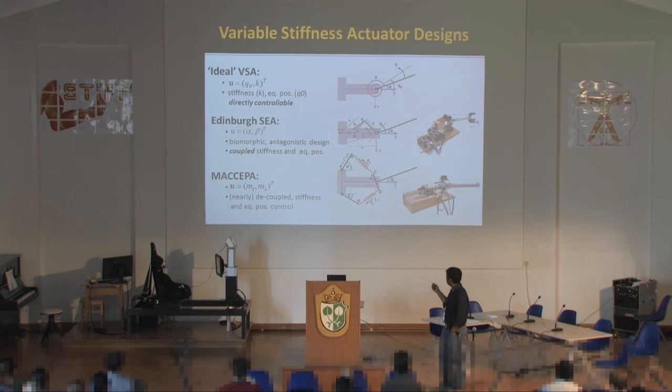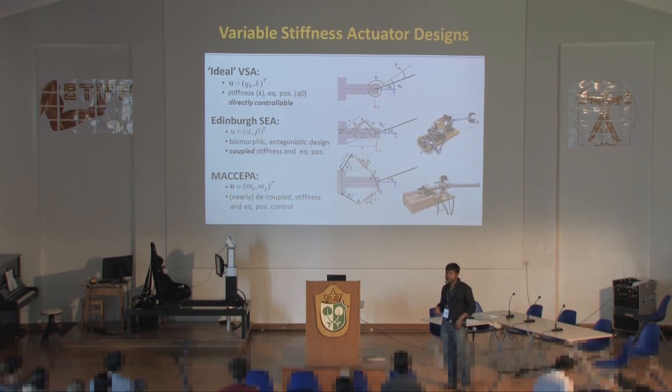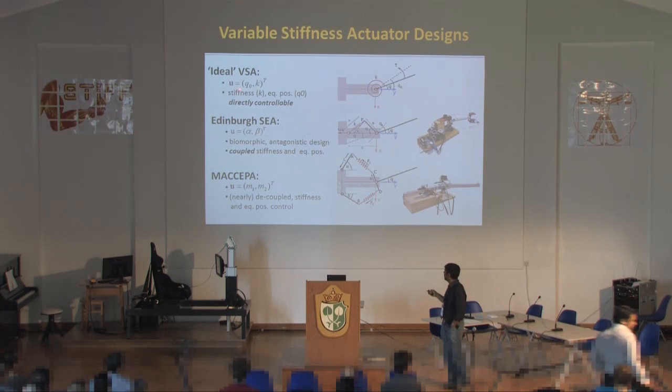Okay, so to understand that, we will take an example. In the rest of the talk, we'll have roughly maybe three plants that we're going to work with and look at how transfers can happen between them. So you think of an ideal variable stiffness actuator where the command can individually control the equilibrium position and the stiffness, if they're directly controllable. So some plant, an idealistic plant.